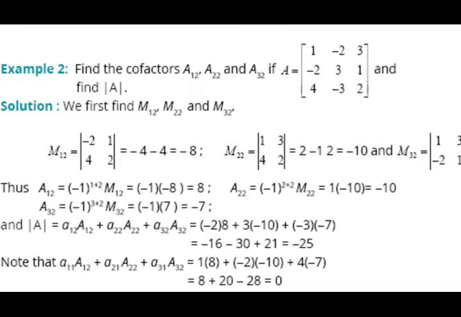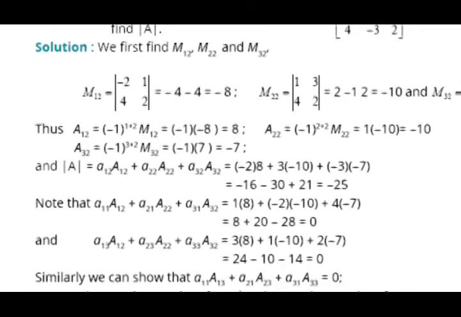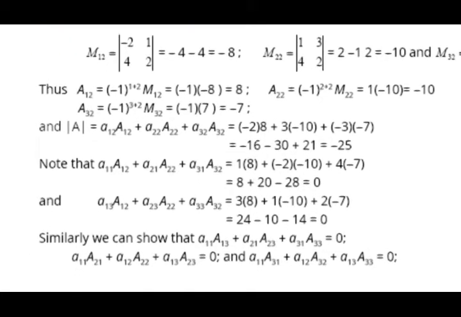Okay, next we find its determinant. The determinant is equal to a11 times its cofactor. It depends on which row we expand it from, and in the same way we find the determinant.